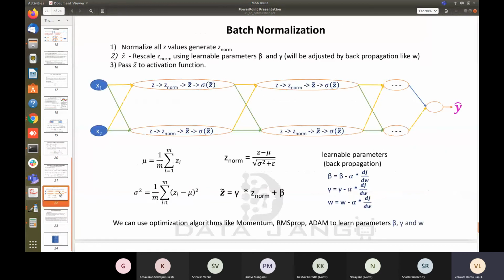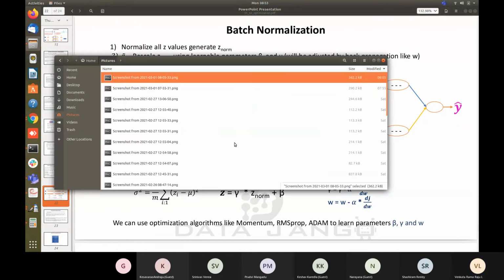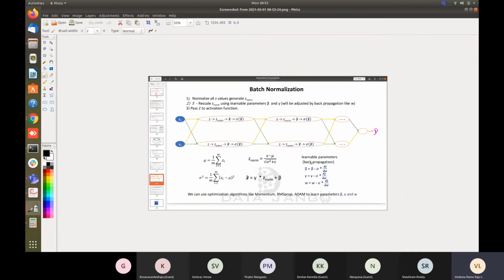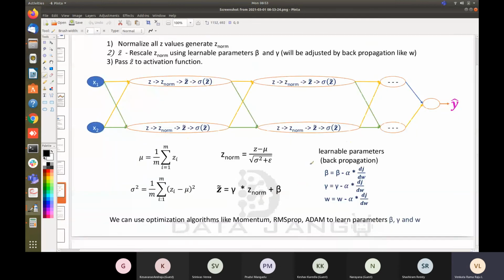See this here. Z is calculated, and then Z's normalization is being done. Let me try to show that. No need to add a bias term. Even if you add a bias term, that gets nullified. How? I'm going to show. In batch normalization, even if you add a bias term, it is going to vanish. See that here.